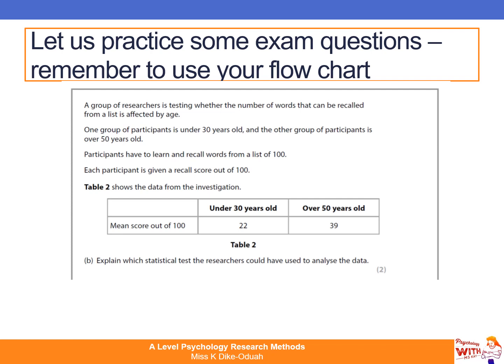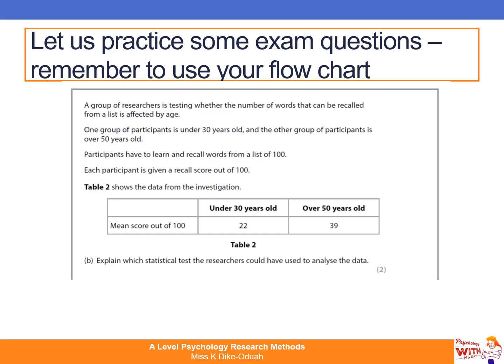Okay, so let's practice some exam questions. Make sure that you've got your flowchart to hand because I can't put it up on the same screen due to it coming up very, very tiny if I do that. So the question says, a group of researchers is testing whether the number of words that can be recalled from a list is affected by age. One group of participants is under 30 years old and the other group is over 50 years old. Participants have to learn and recall words from a list of 100. Each participant is given a recall score out of 100. Table 2 shows the data from the investigation.